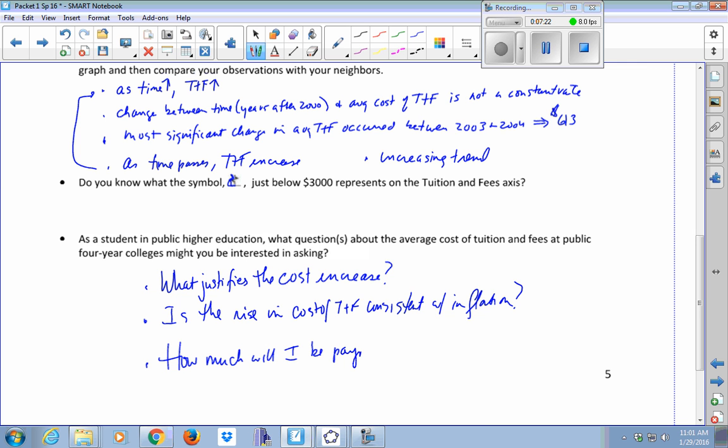Now this only goes to 2010, so how much will I be paying for a four-year college, if public college? And let's say we're going to pick 2018. That might be nice to know, okay? Now that question we can answer today, or we can predict or estimate today.